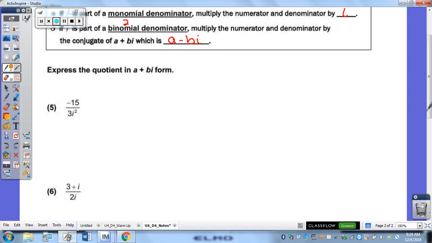So let's take a look at our examples. Our first example here, we have negative 15 over 3i squared. Let's clean up our i squared. Again, i squared is negative 1, so this in our denominator really means it's 3 times negative 1, which will give us negative 3. And so now we can just simply divide. Negative 15 divided by negative 3 gives us 5. So that one, all you had to do is simplify your i, and then you could actually do your division.